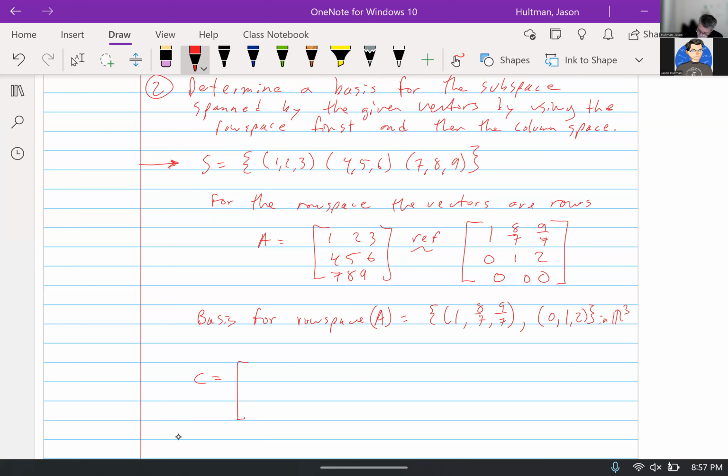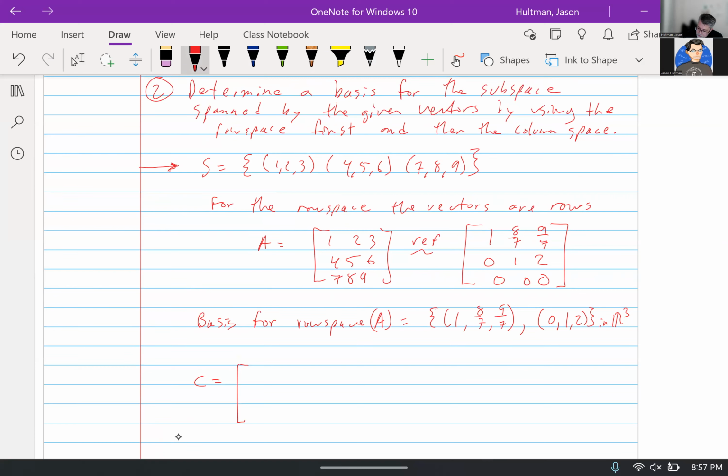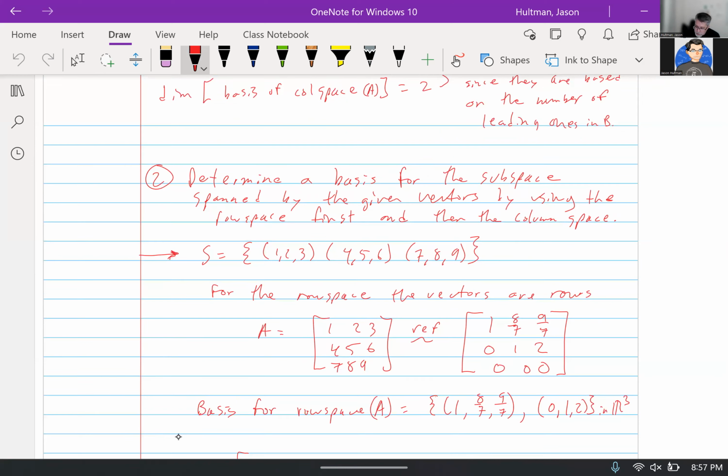So we're going to create a different matrix here based on the fact that we're designating these vectors in S, 1, 2, 3, 4, 5, 6, 7, 8, 9, now as column vectors. I know it's a little confusing because when we did it before, we used one matrix to give me both my row space and my column space. But now we're just using a set of vectors that span. We want to determine a basis for the subspace spanned by these given vectors.